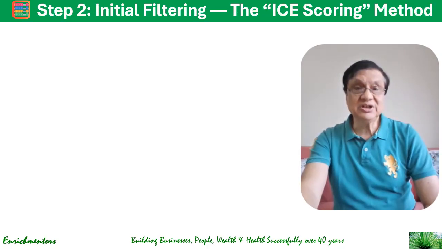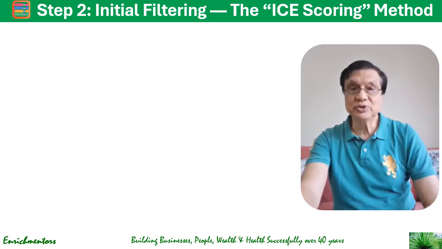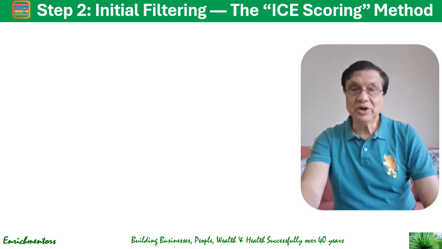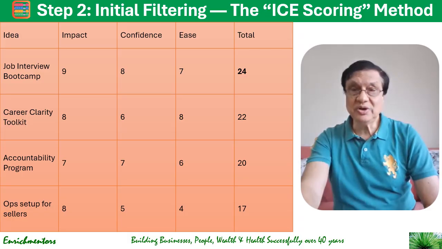Then she did initial filtering using the ICE scoring method, right? Now, what did she do? She scored each idea on impact, in terms of how much value it creates for the customer, on a scale of 1 to 10, 10 being highest. On confidence, how confident am I to deliver this, 1 to 10 again. And ease, how easy or low cost is it to start, 1 to 10 again. And she added up the scores.